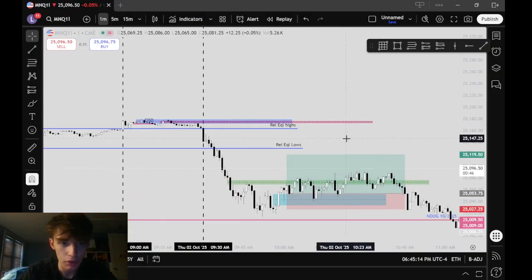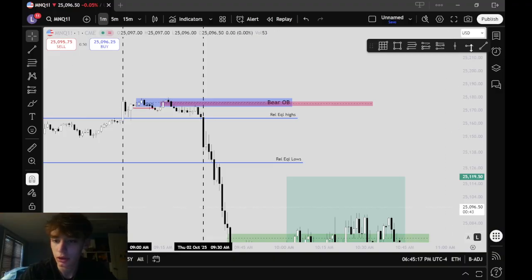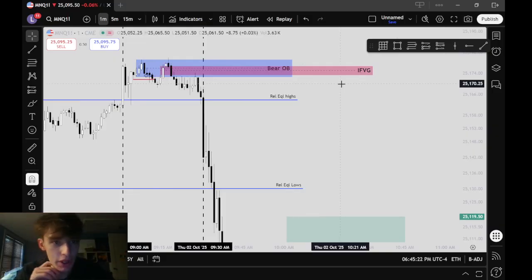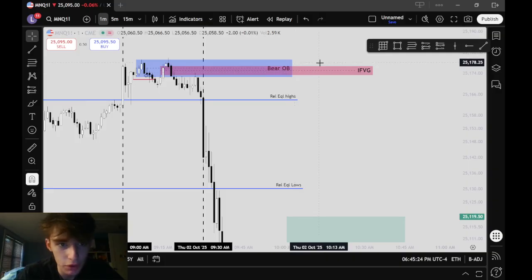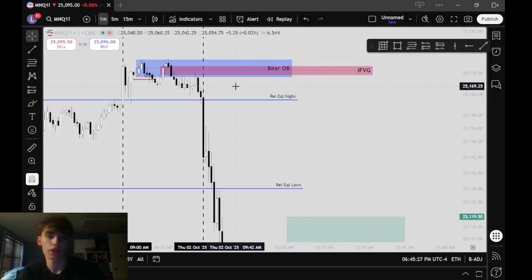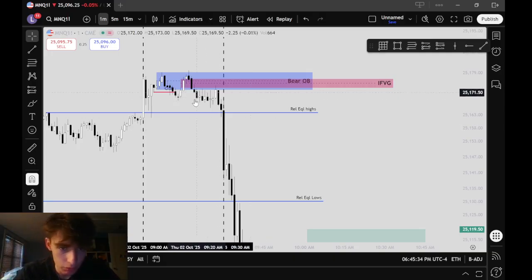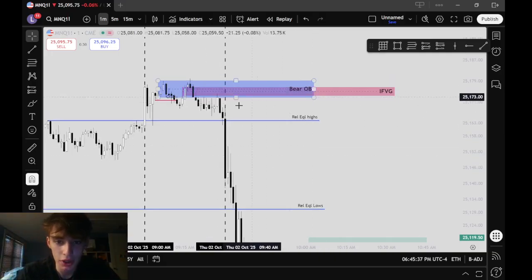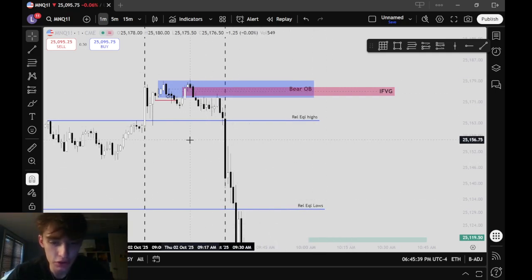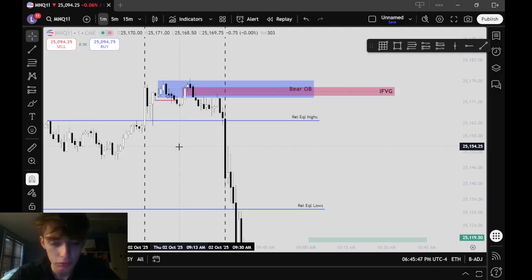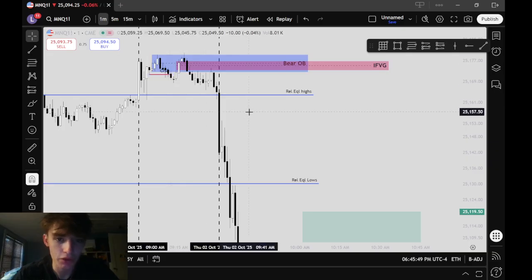Right here, we had a PD array zone. First we had this change in state of delivery, so I had this bearish order block marked out. Then I also had this inverse fair value gap right here, and this served as a PD array zone. I don't think price was ever going to go back up above that during this range. If it did, I would have been really strong bullish, and I probably would have looked to buy right away out of the 9:30 open, but it didn't.